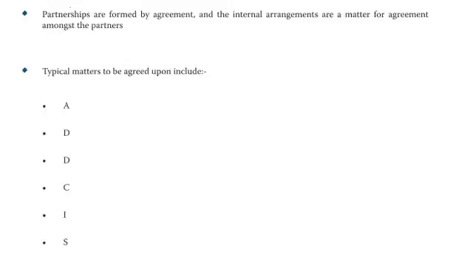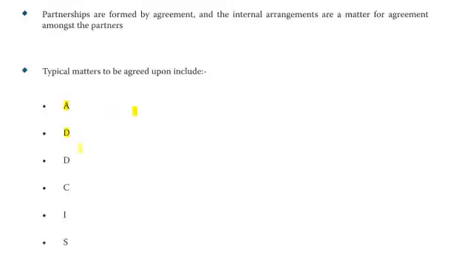Typical matters to be included would be, A, accounts and audit. Partners must agree who will keep the accounts, whether we're going to have the accounts audited, what the year end is going to be. They can choose anything they want, but it's by agreement. They would typically include this matter within the partnership agreement.